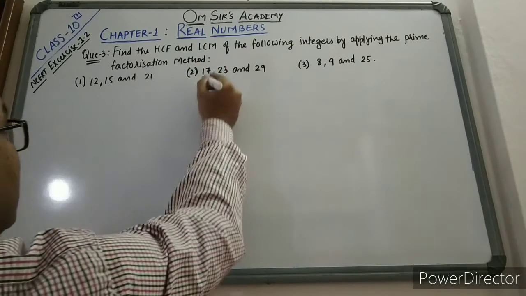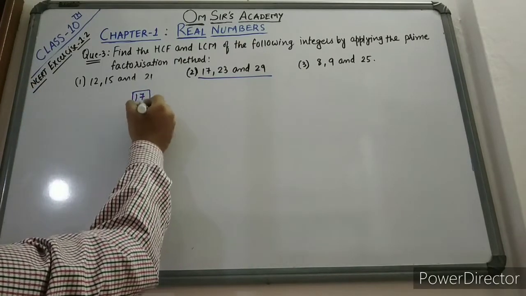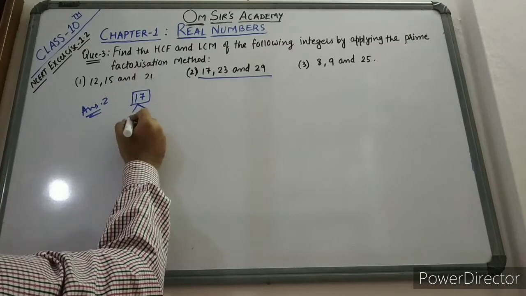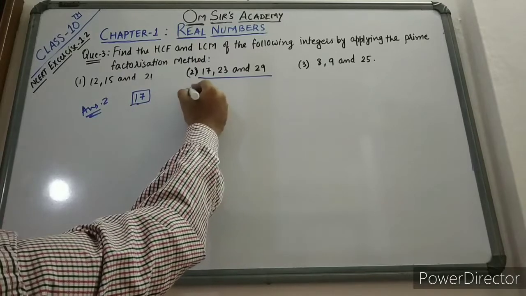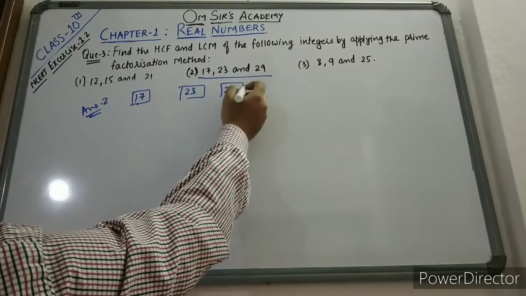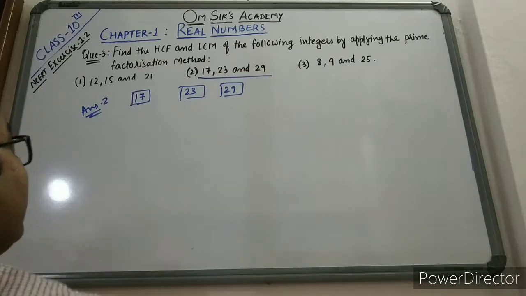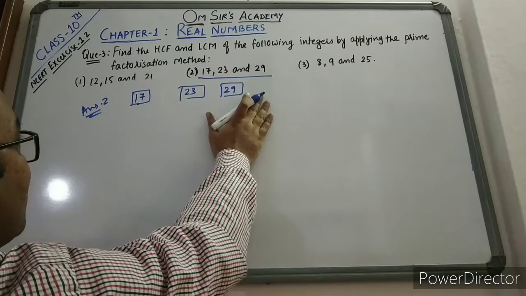Now let us solve these three numbers. So 17 का prime factors क्या होगा? Solution of answer 2. 17 के prime factors 17 ही रहेगा. 17 1s are 17, so no need to prime factorize it. 23 is also a prime number and 29 is also a prime number. So these all three are having 1 as a common factor. So they are called co-primes.